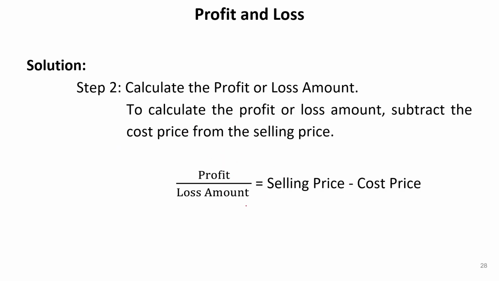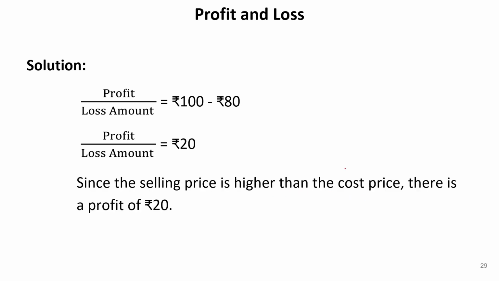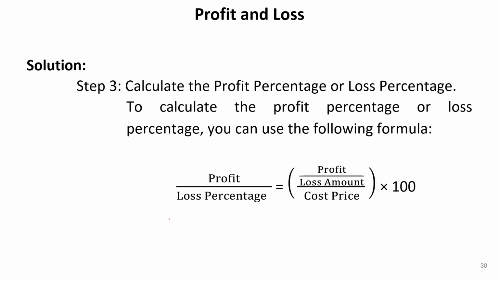Okay, so profit or loss amount is equal to selling price minus cost price. So the profit or loss amount is equal to this much. Since the selling price is higher than the cost price, there is a profit of 20. So the profit is 20 rupees.